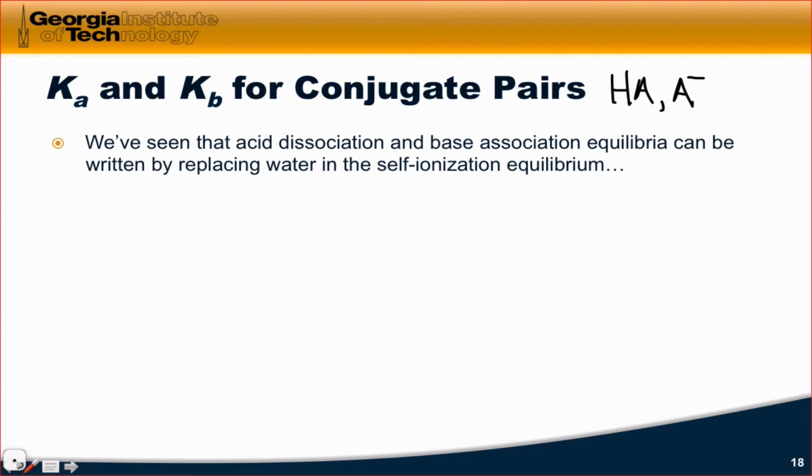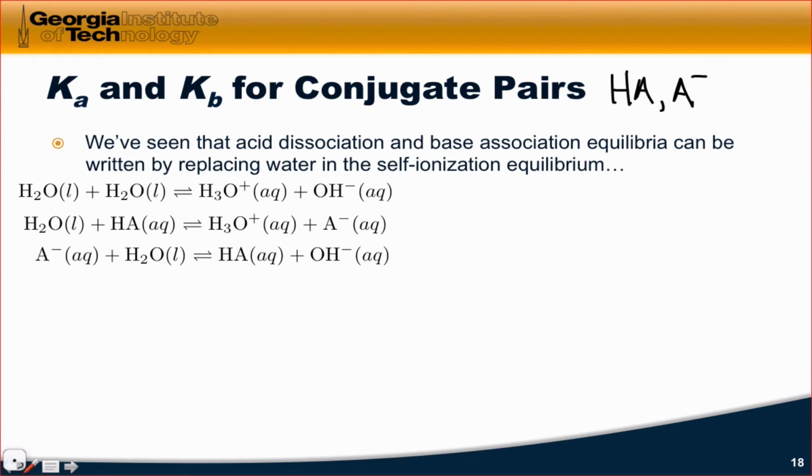So we've seen already that acid dissociation and base association equilibria can be imagined by replacing water in water's self-ionization equilibrium. The self-ionization of water is here at the top, and if we replace the acidic water with HA, we get an acid dissociation equilibrium right here, and if we replace the basic water with A-, we get a base association equilibrium. What are the equilibrium expressions for each of these reactions?